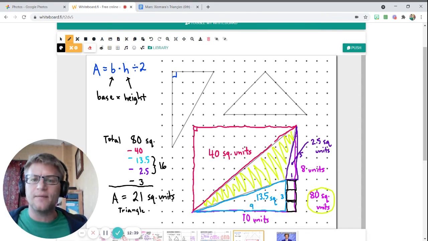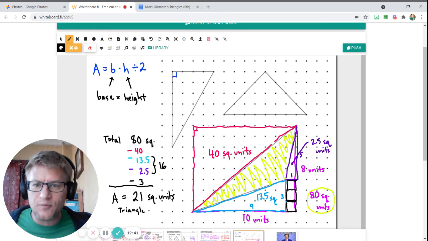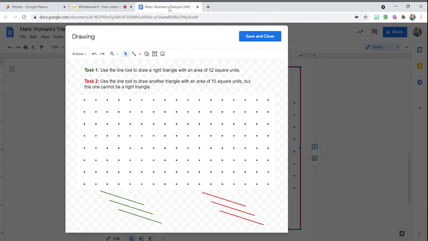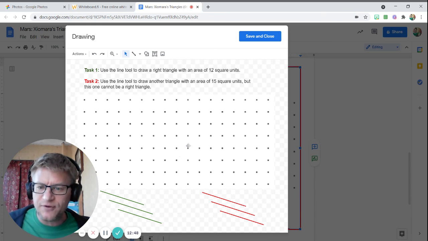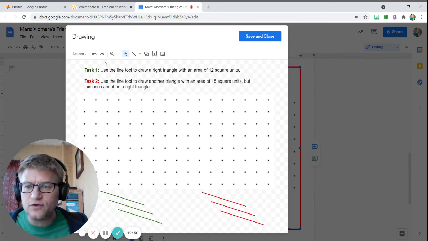Totally fascinating. Okay, now I'm going to show you the other part of the problem really quickly. At the end of this problem, when you're on this page, right here, I ask you to open up the drawing, and I ask you to use the line tool to draw a right triangle with an area of 12 square units. This is a right triangle.